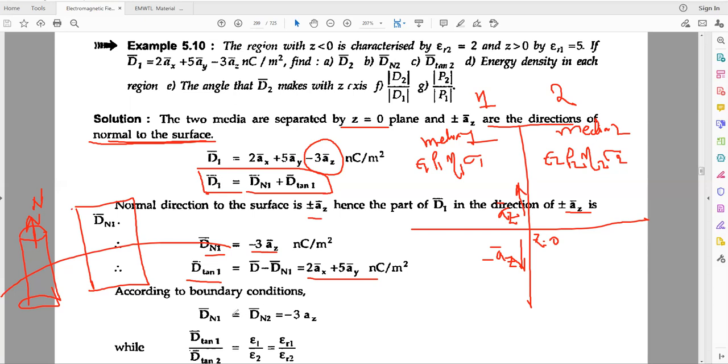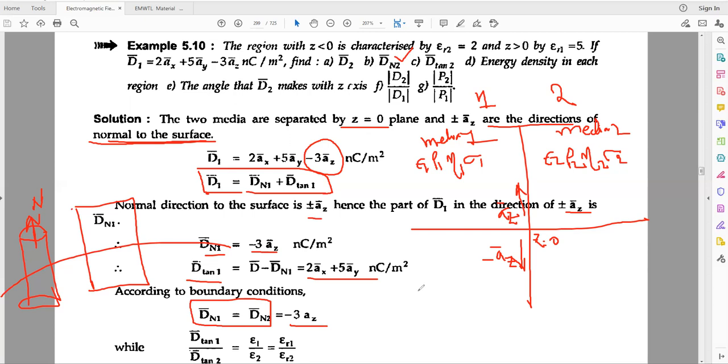According to the boundary conditions, Dn1 is equal to Dn2, and the two media are dielectric media. The normal components are both equal. So Dn1 is equal to Dn2. Already we know Dn1 is minus 3 AZ bar, and Dn2 is also minus 3 AZ bar. So we got Dn2. Got it, my students. So that is the first one.